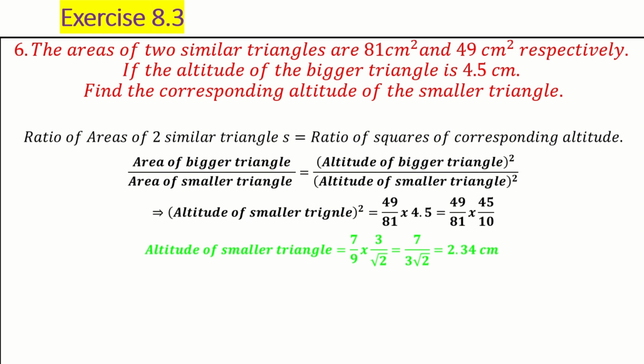How? We learned that the ratio of areas of two similar triangles equals the ratio of squares of corresponding sides. Also, we know that corresponding altitude ratios are the same as corresponding sides. Correct? So we can say the ratio of squares of corresponding altitudes also. Now once you know that, you just substitute the values, you will get the altitude of the smaller triangle, which is 2.34. Okay.